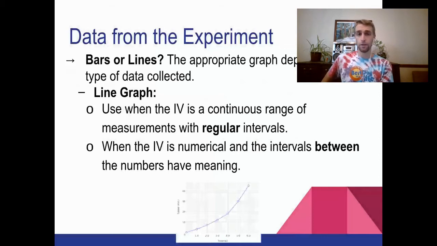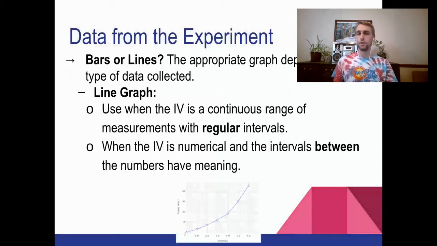Next, what could be a problem, and is probably the most common graphing mistake that I see, is what type of graph to make. In this class, you are only going to make one of two types of graph. One is a line graph, and the other one is a bar graph. But you don't just get to pick which one you feel like that day. The type of graph you make depends on the data. Specifically, it depends on the x-axis or the independent variable.